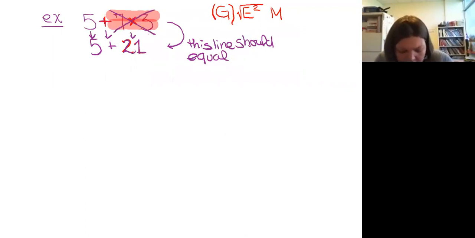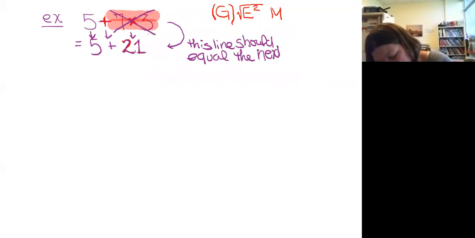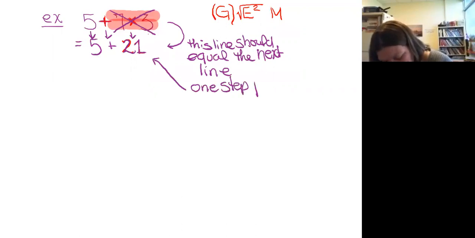Okay. And now I have a new step. I forgot to write this. This line should equal the next line. All lines are equal. Okay, sorry. And then we're just going to do one step per line, okay? And we'll look at some exceptions to that. I know there's sometimes when it doesn't matter, but for the most part, as a general rule, if you're not sure, we're going to do one step per line.